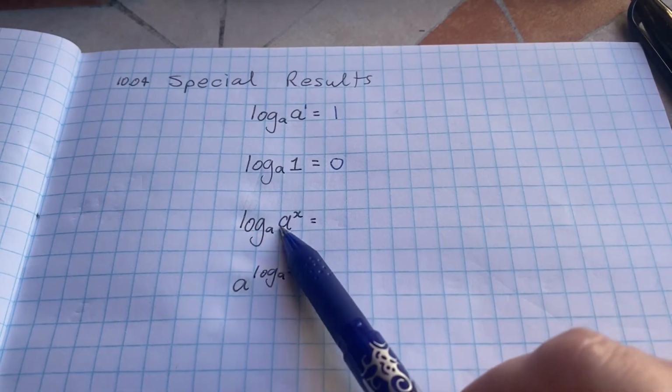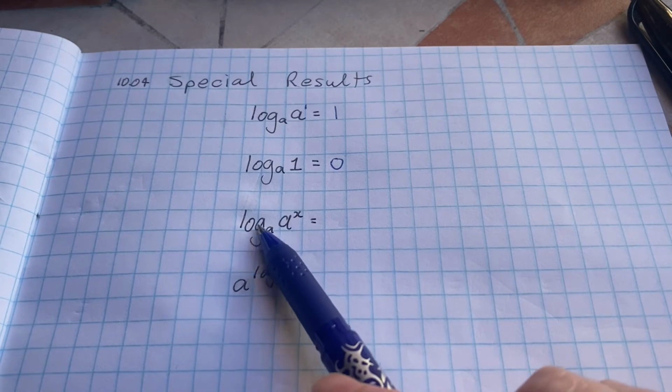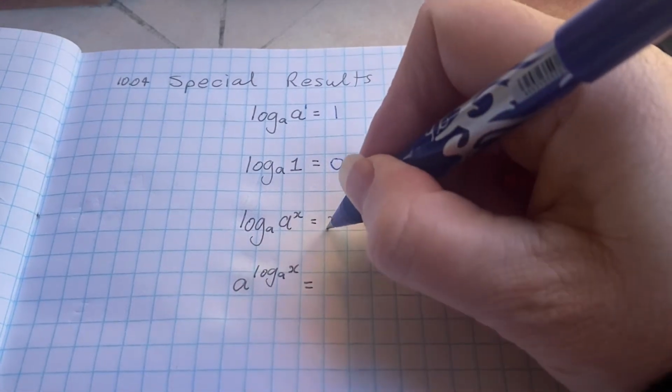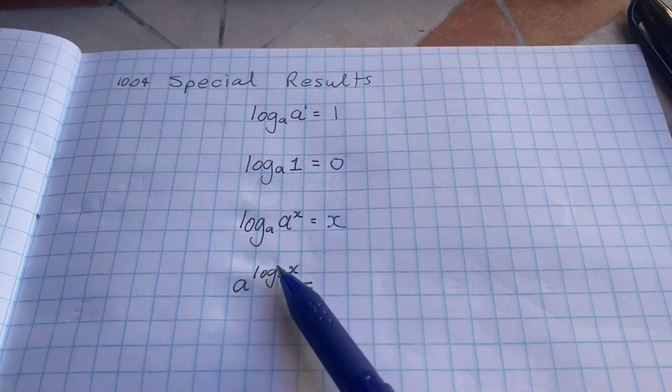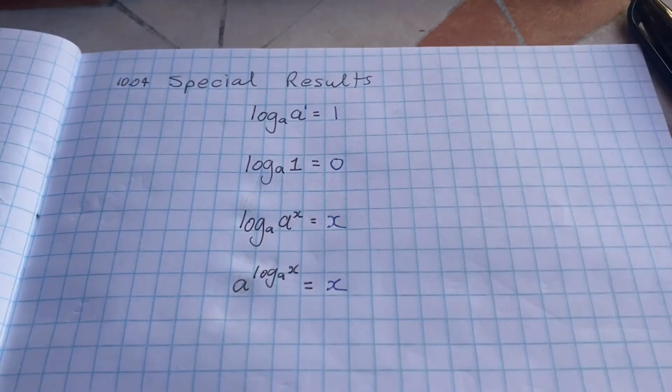Log base a of a to the power of x, again, a is the base. Log base a is the inverse of a to the power. They cancel each other out. You're just left with x. And finally, a to the power of log base a of x, a to the power and log base a are inverse operations. That also just equals x.